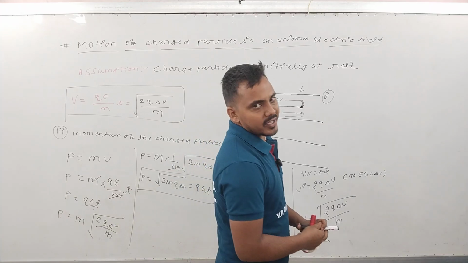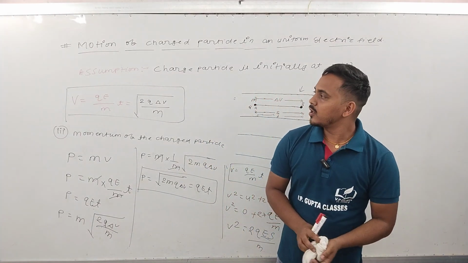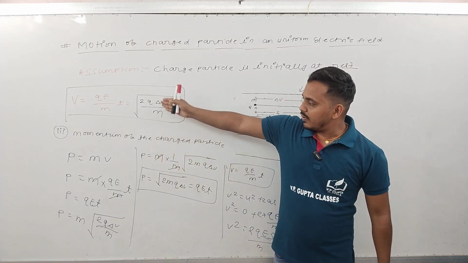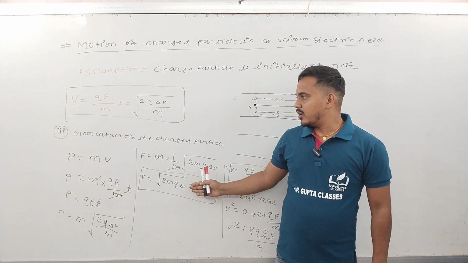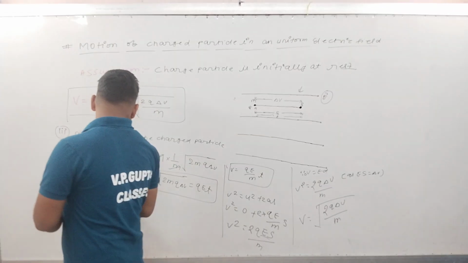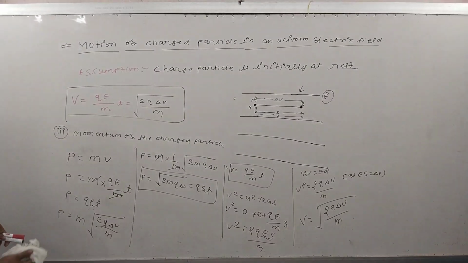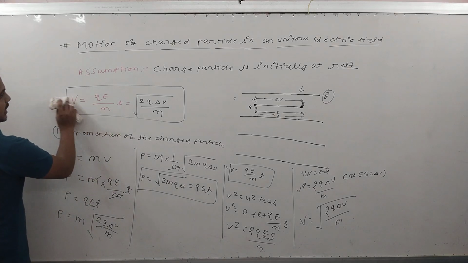This is the momentum of charged particles. And various types of questions will be solved by me once all the terms are explained. Okay, now after momentum, what is the kinetic energy of the charged particle?